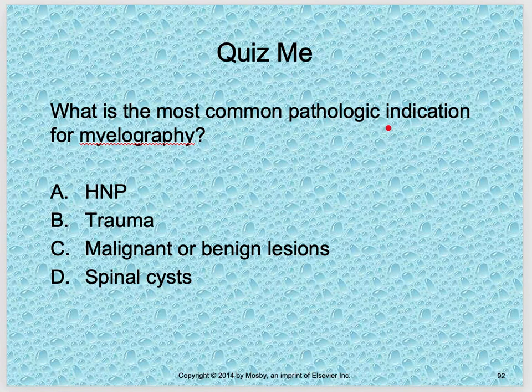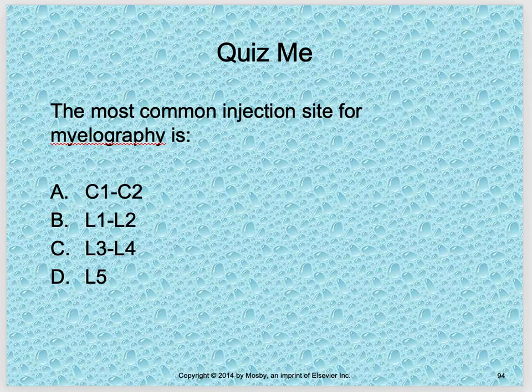So what is the most common pathologic indication for a myelogram? Is it an HNP, herniated nucleus pulposus? Is it trauma, malignant or benign lesions, or spinal cysts? The most common pathological reason is a herniated nucleus pulposus. And the most common injection site for a myelogram? Is it C1, C2, L1, L2, L3, L4, or L5? And if you remember, it is L3-L4 for the most common injection site for a myelogram.